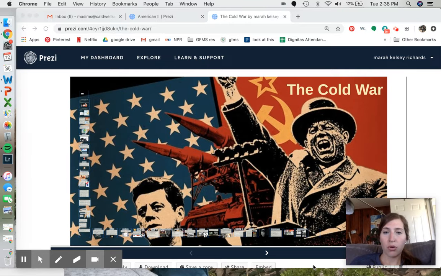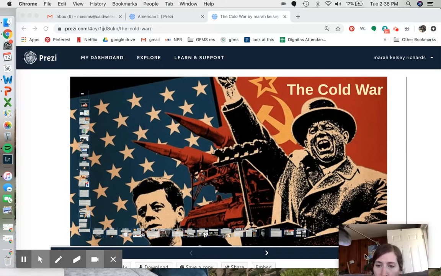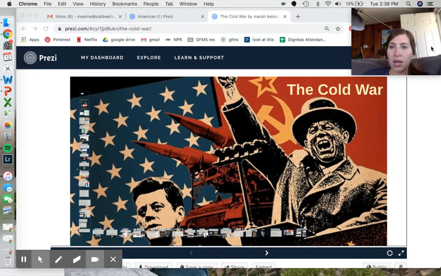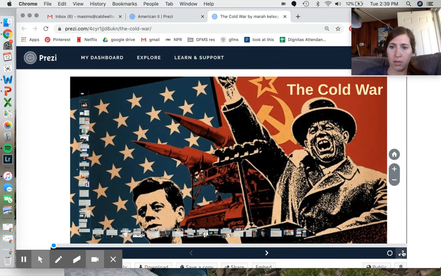Okay, so we're going to go ahead and get started on this. In this picture, you're going to notice there are two men. This is JFK, Kennedy. He is our president during the 60s. And this is Gorbachev. He is going to be one of the men that follows Stalin and is going to be a leader in the Soviet Union. That's who these two leaders are.